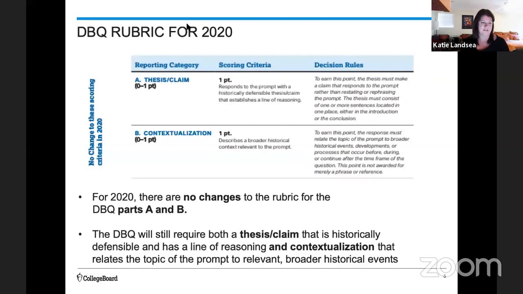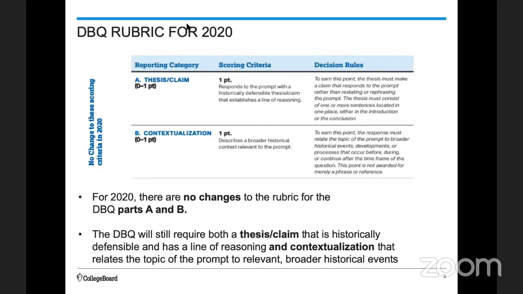So start going over that, Todd. So the A point for the rubric for 2020 is the same as the A point in the original rubric, and that is for thesis or claim. So you have to respond to a prompt with a historically defensible thesis or claim that establishes a line of reasoning. The B point is contextualization, and that is to describe a broader historical context relevant to the prompt. So for 2020, there are no changes to the rubric for parts A and B. The DBQ will still require both a thesis and a claim that is historically defensible, has a line of reasoning, and contextualization that relates the topic of the prompt to relevant broader historical events.